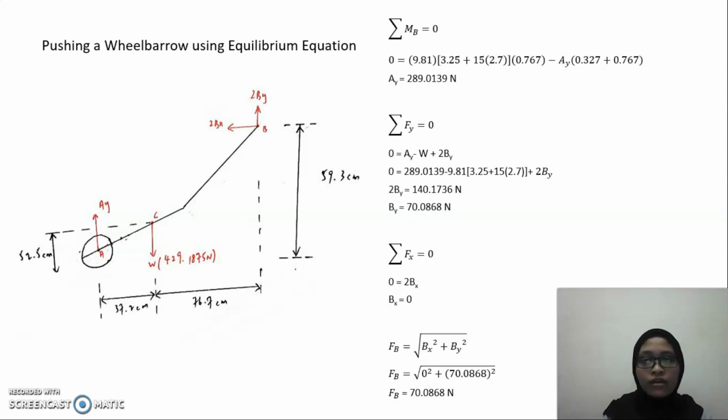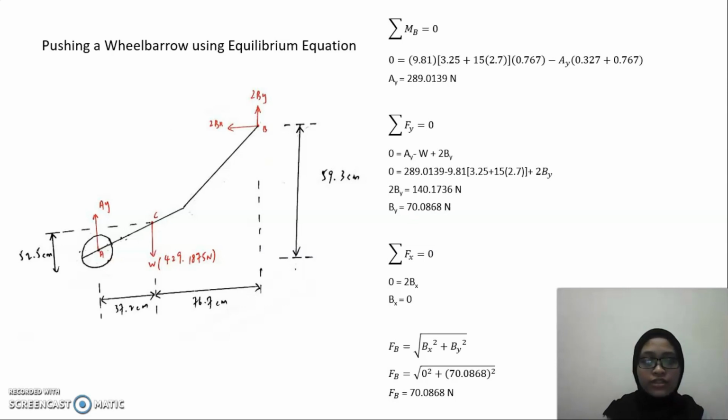So after that, we need to determine the reaction at B by solving the equations for the sum of all horizontal forces and vertical forces. So for the vertical forces, which is Fy, the equation is Ay minus W plus 2By, and from that the value of By is equal to 70.0869 Newton. Since both hands are involved in exerting forces on the wheelbarrow, we will assume the magnitude of the force is equal for each side. So that's why the By is multiplied by 2.